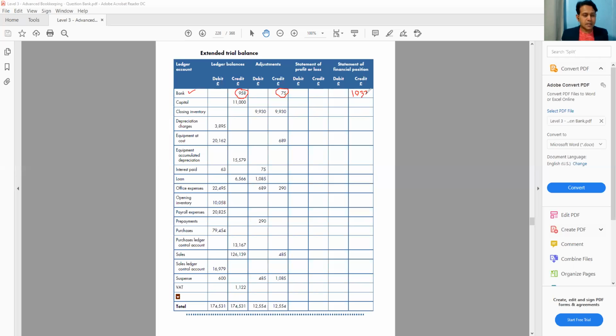The next one is capital. I'm sure all of you know that. Capital is very straightforward. Capital goes to the statement of financial position as the credit side. So capital 11,000, that is our credit.